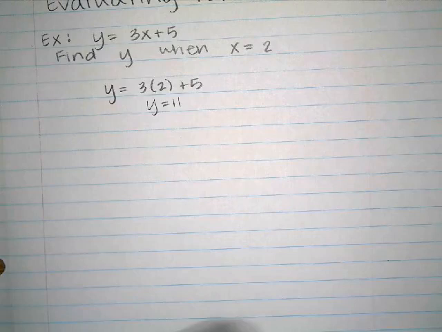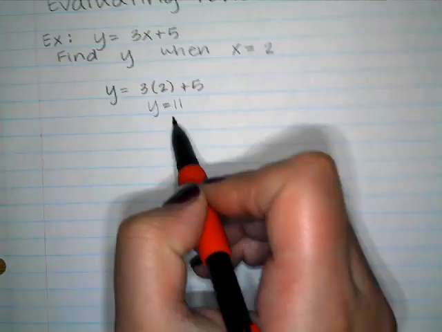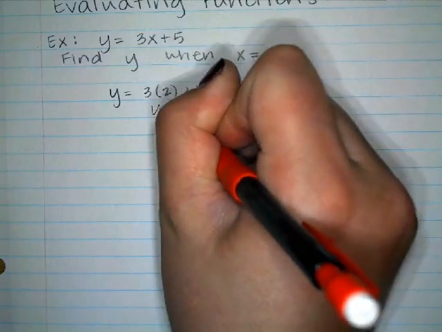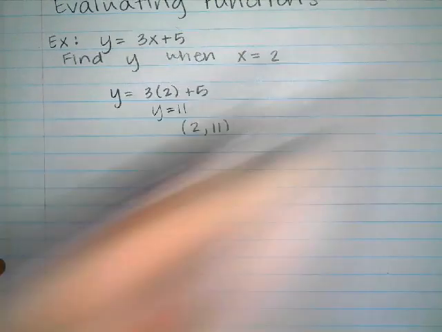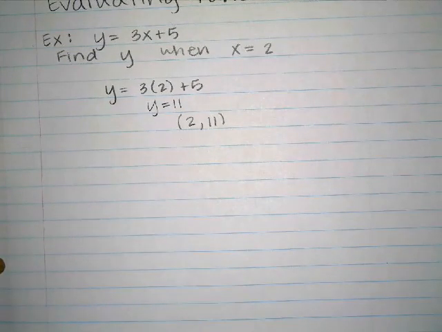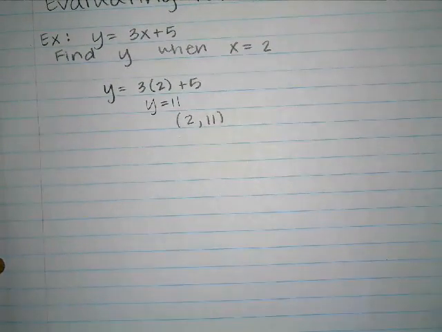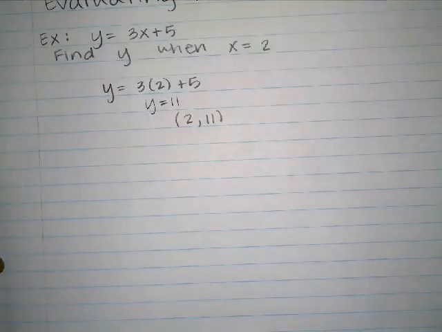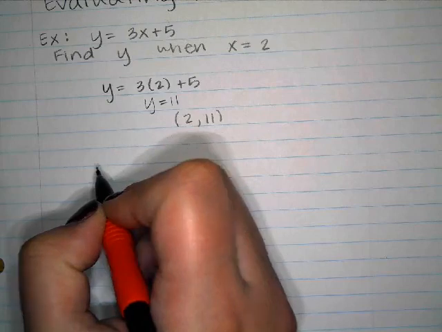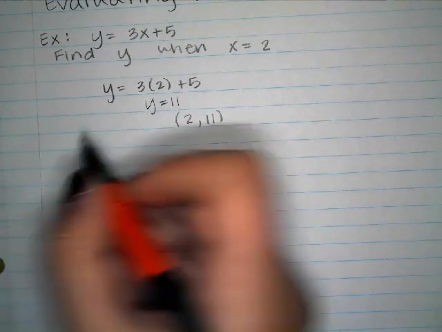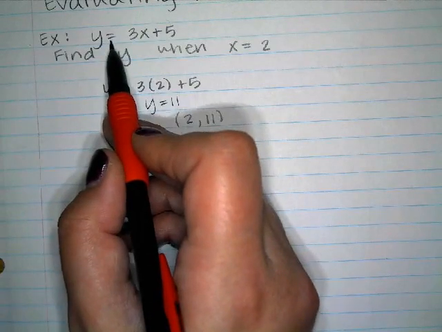So we could say y equals 11 is one answer, but this would give us the point (2, 11): 2 for the x coordinate, 11 for the y coordinate. So if we were to think in terms of numbers that we could graph, this would be what we could graph.